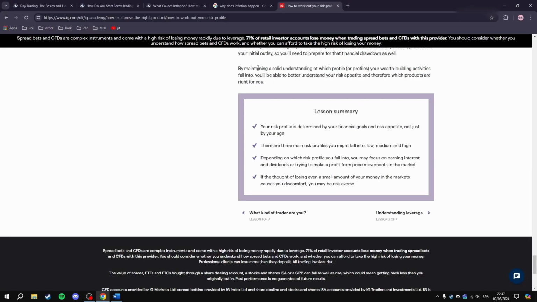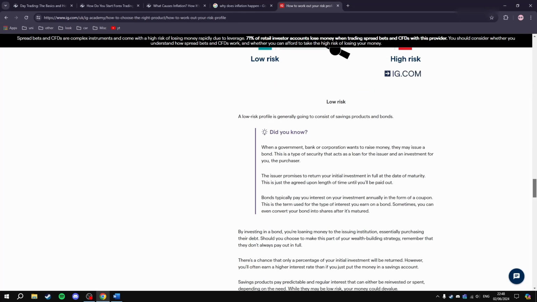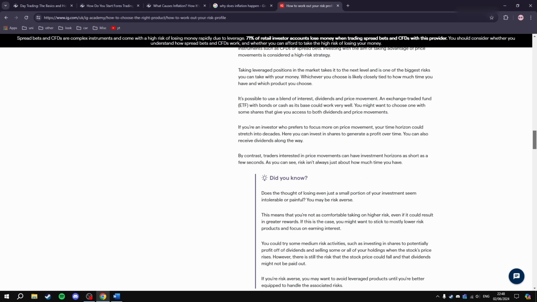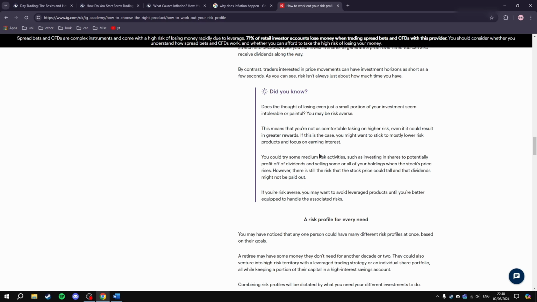There are three main risk profiles you might fall into: low, medium, high. Depending on which risk profile you fall into, you may focus on earning interest and dividends or try to make a profit from price movements in the market. If the thought of losing even a small amount of your money in the markets causes you discomfort, you may be risk averse. Remember, risk averse means not as comfortable taking on higher risk, even if it could result in greater rewards. So in that case, you might want to stick to mostly lower risk products and focus on earning interest.